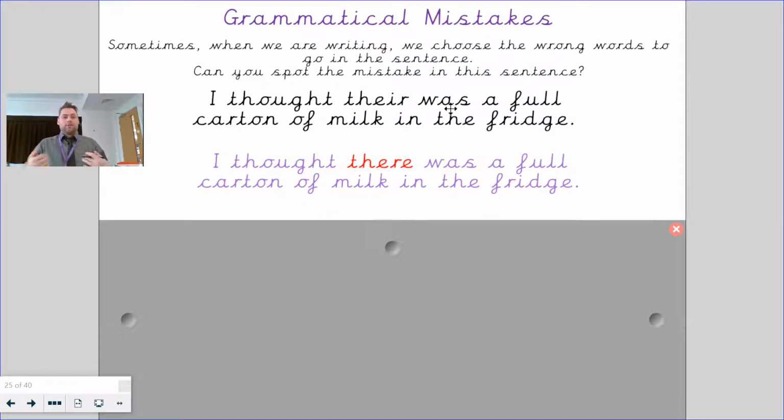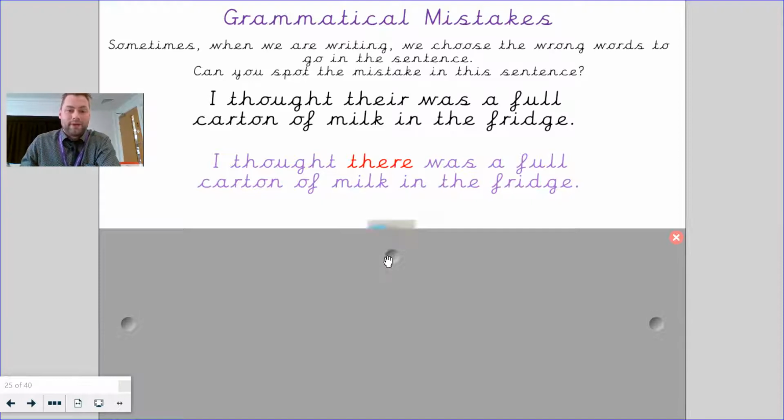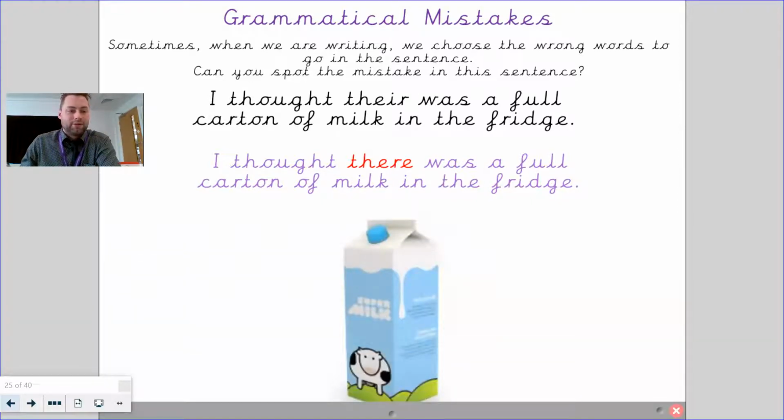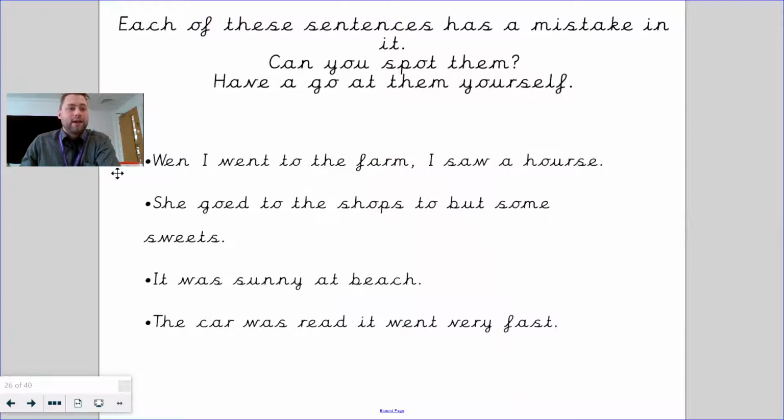This "their" is if something belongs to them. So if I said I thought that was their drink, that's when we would use that one, because that means belonging. And there's our carton of milk. So that's what we do.